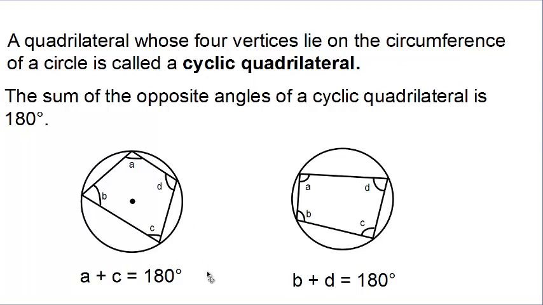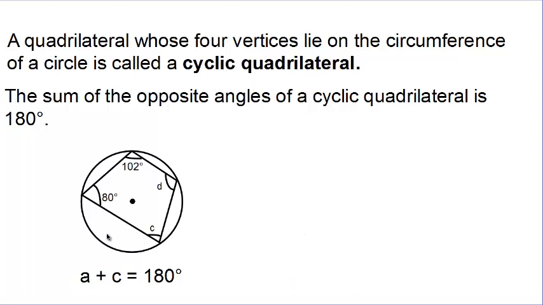quadrilateral. And one of the properties of cyclic quadrilaterals is that the opposite angles, in this case A is opposite to C and B is opposite to D, add up to 180 degrees. So in this case A and C add up to 180 degrees, and B and D add up to 180 degrees. And that applies to all cyclic quadrilaterals.